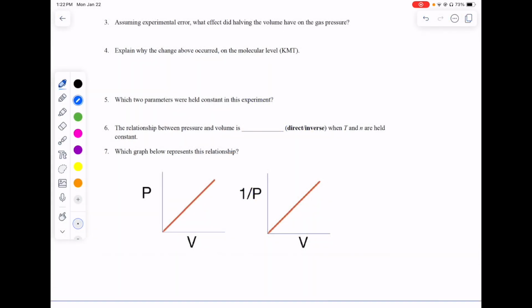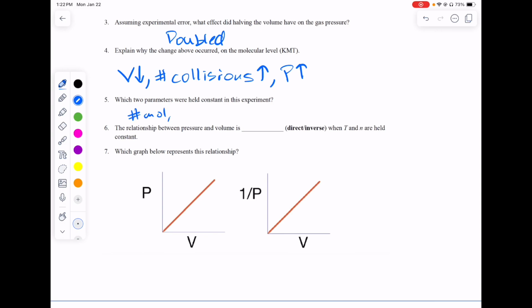When we cut the volume in half, we saw that the pressure roughly doubled. This is because as the volume decreased, there was less space, so the number of collisions increased. More collisions, more force, so that is more pressure. We changed the volume, the pressure changed, but the number of gas particles and the temperature were constant. Because the volume decreased and the pressure increased, this is an inverse relationship.